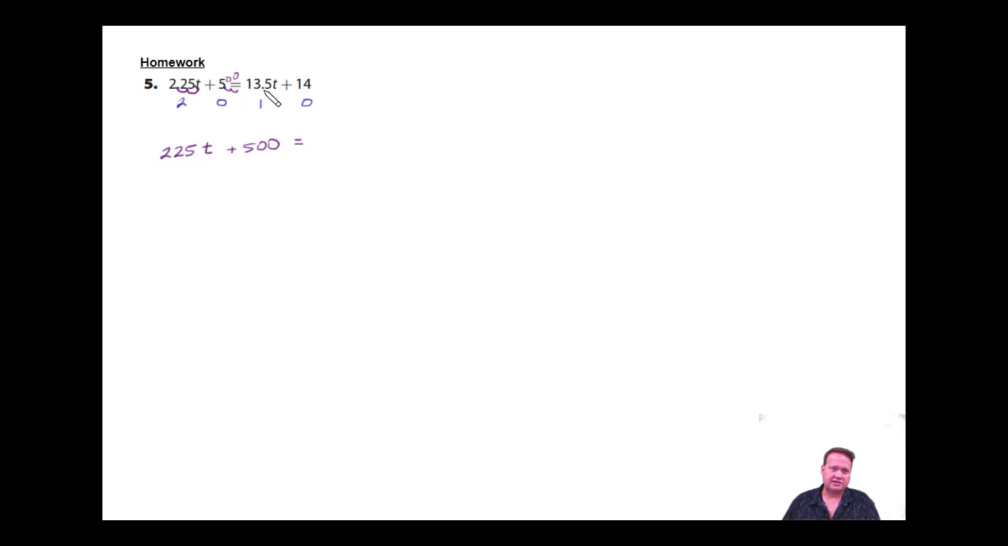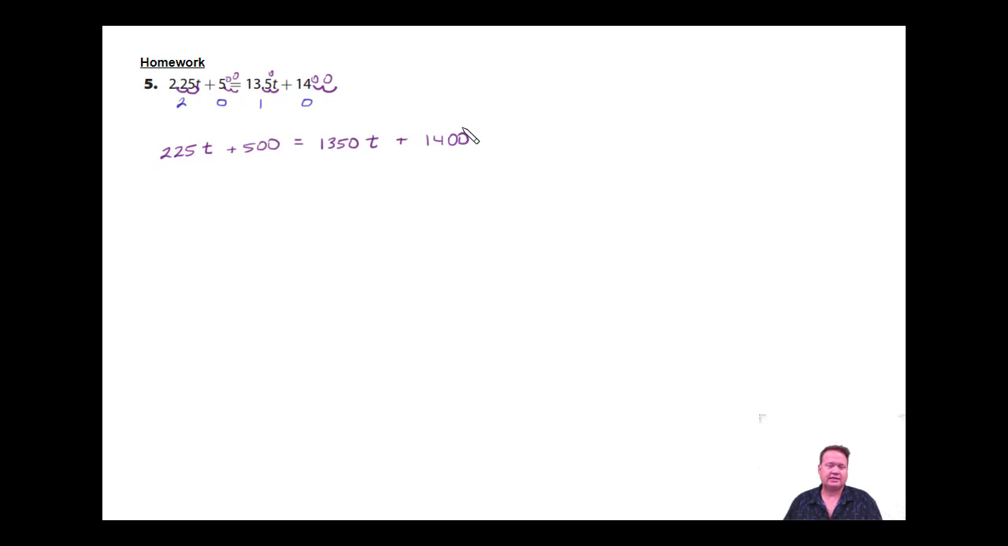equals. Now this number has to get moved twice as well. And if I go past the 5, that's only one place. So I got to go again and put a 0 in there. And it's 1,350t if I move it 2 places. And then again here, got to move it twice. Once, twice, and there's 2 extra zeros plus 1,400.